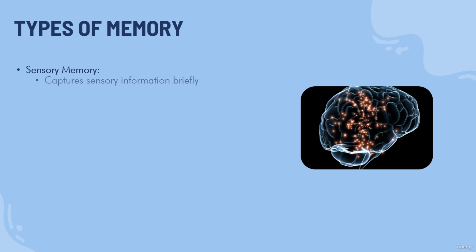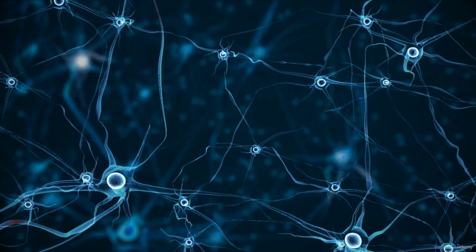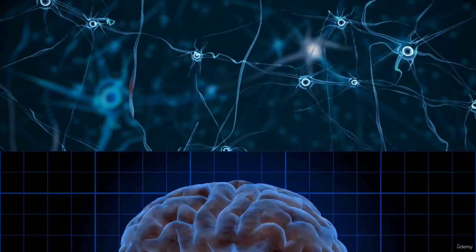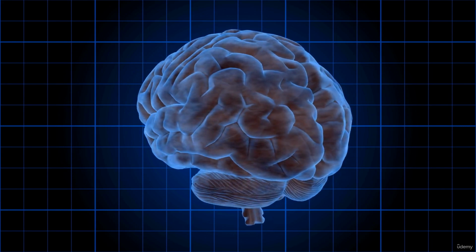Sensory memory captures sensory information briefly. For example, when you see a flash of lightning, the image lingers in your sensory memory for a fraction of a second, allowing you to process and perceive the event.